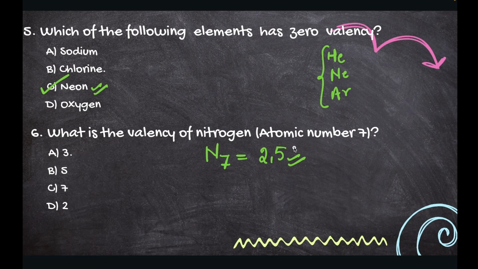In some cases, nitrogen can also share all its 5 electrons, showing valency 5, like in dinitrogen pentoxide. In N2O5, the valency of nitrogen is 5. So nitrogen has 2 valencies depending on the chemical environment, 3 and 5. Here both the answers, A and B, can be right, because no particular compound has been given in this question. So both answers can be correct.